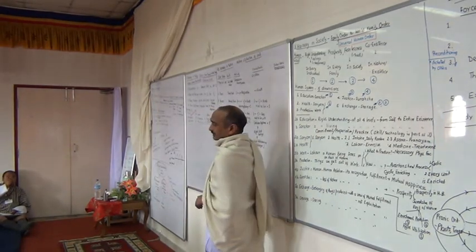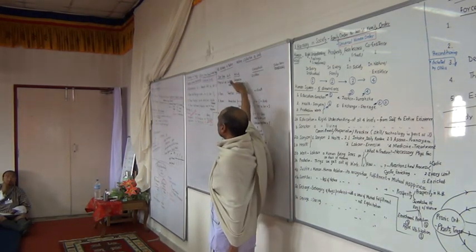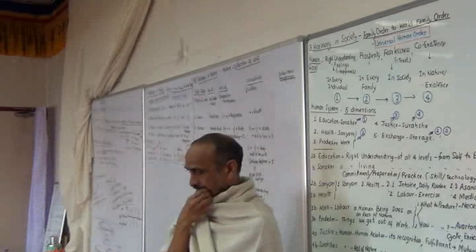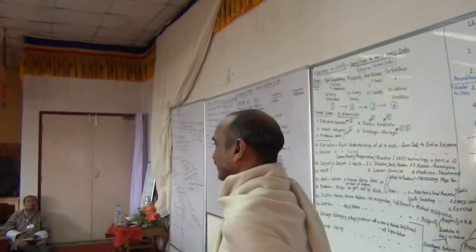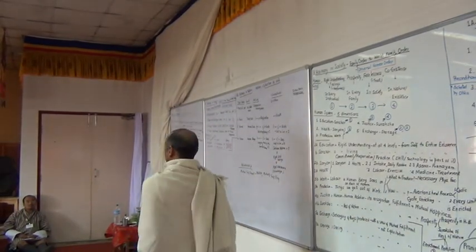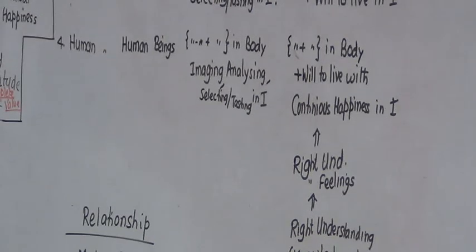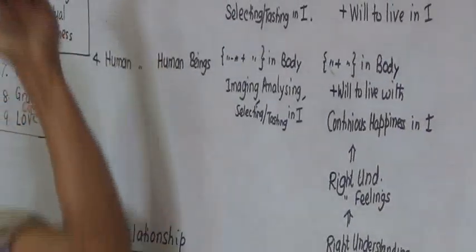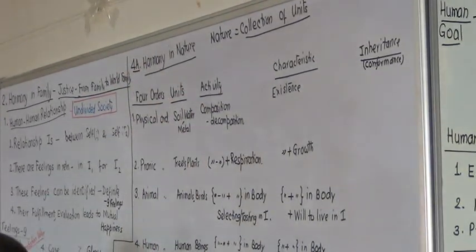Okay. Now you can see, all that you see around in nature will fall in this category, or this category, or this category, or this category. That is, all that you see around in the nature. Things like soil, water, metal, and so on. Then things like trees and plants. Then things like animals and birds. And finally things like human beings. And we can understand all these four orders on the basis of their units, on the basis of their activity, on the basis of their basic characteristics.